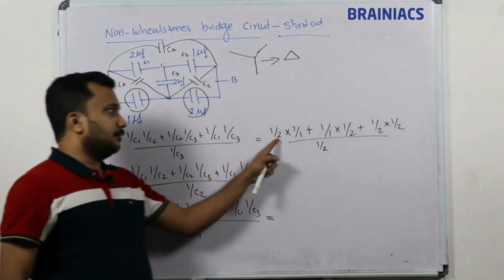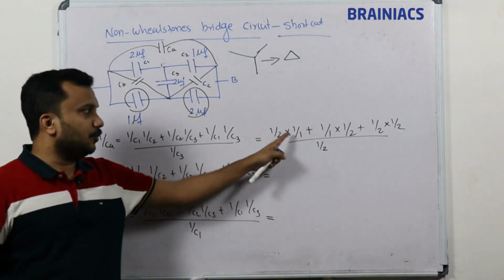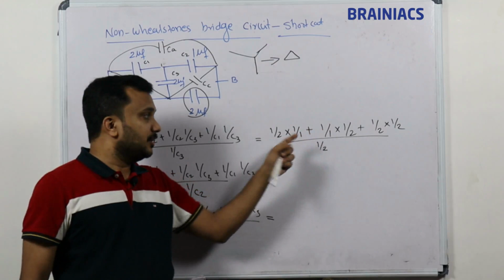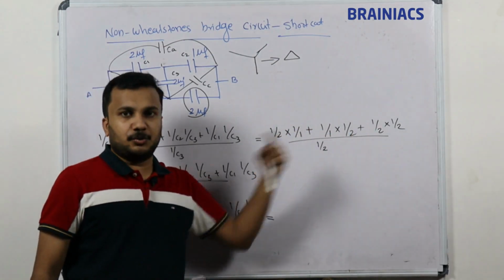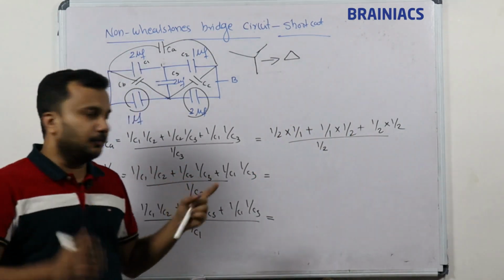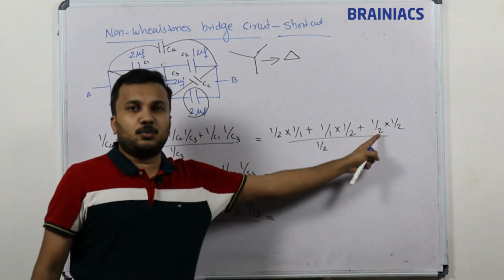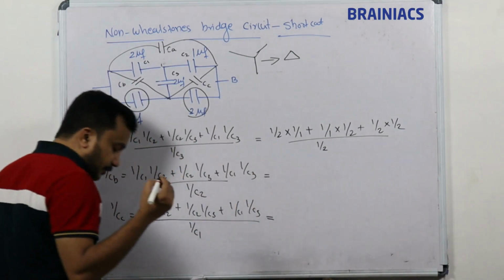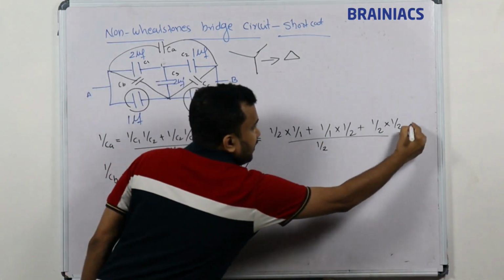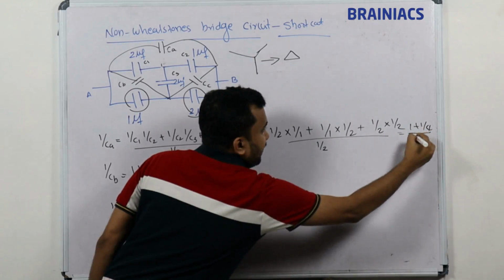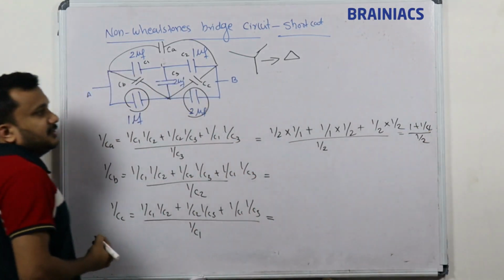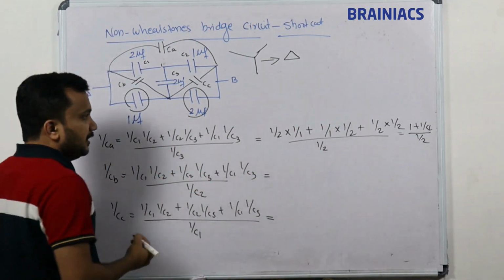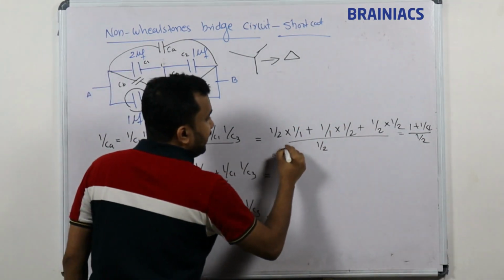So what will come? 1 by 2 into 1 means 1 by 2. So this 1 by 2 plus 1 by 2, half plus half means full, which means 1. So 1 plus 1 by 4. How much will come? 1 plus 1 by 4. So this becomes 1 plus 1 by 4 divided by 1 by 2. 1 plus 1 by 4 means 5 by 4, divided by 1 by 2. How much will you get? You will get 5 by 2.